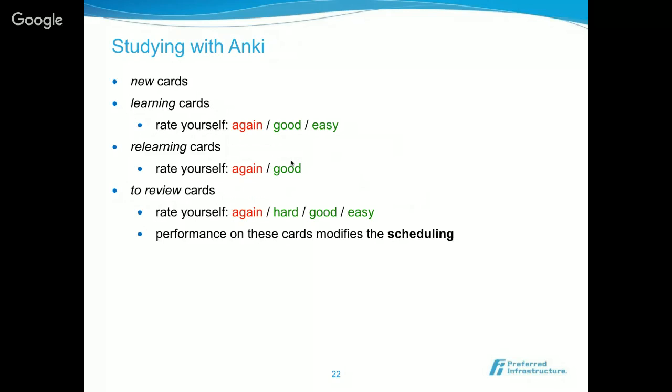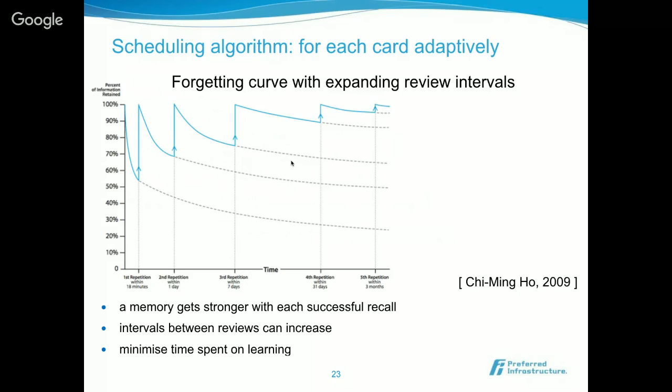Only performance on the review cards modifies Anki's scheduling algorithm. Let's see what the scheduling is like. As the memory gets stronger with each successful recall, intervals between reviews can increase. So we can see here a forgetting curve with expanding review intervals. And basically this allows us to minimize the time that we spend on learning.